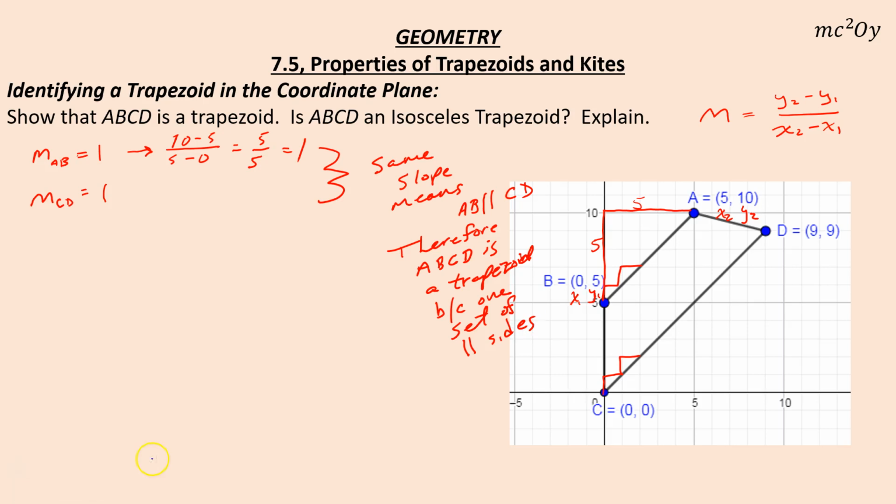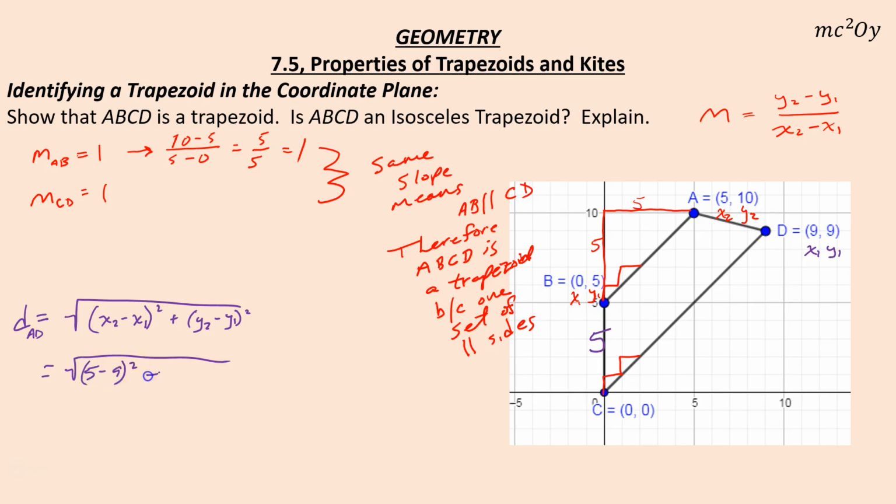If we look here, I'm going to find the length of BC. The length of BC is 5. It's a vertical length. It's a little harder to find that for AD. So to find the distance of AD, I'm going to write AD in subscript there. Remember your distance formula, it's the square root of x2 minus x1 quantity squared plus y2 minus y1 quantity squared. Since I've already got an x2, y2, I'm going to call this x1, y1 for the sake of what we're doing here. So really I'm just finding the difference of my x's, 5 minus 9, and squaring it, and then the difference of my y's, 10 minus 9, and squaring it.